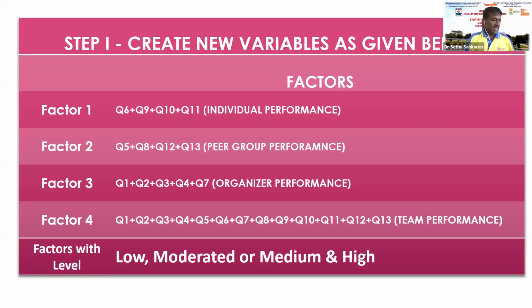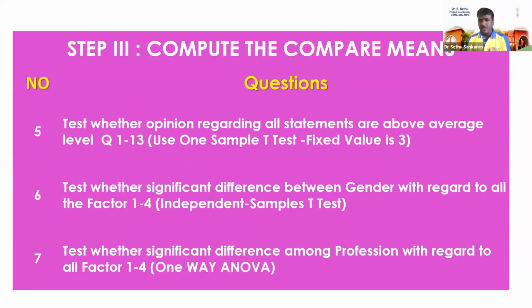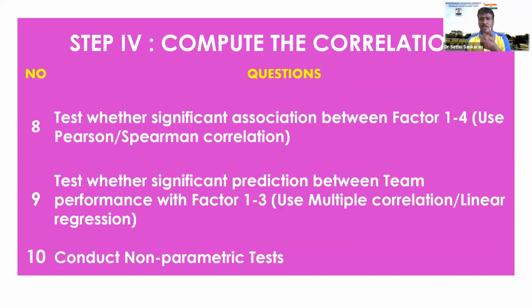Okay. And I keep a paper where I kept everything, right? Then this is the question. First, you have to compute descriptive statistics. So here I have given questions like this. I am going to discuss it in step 2. And step 3, compare means: one sample t-test, independent sample t-test, and one-way ANOVA. In step 4, how to compute correlation and non-parametric statistics also.